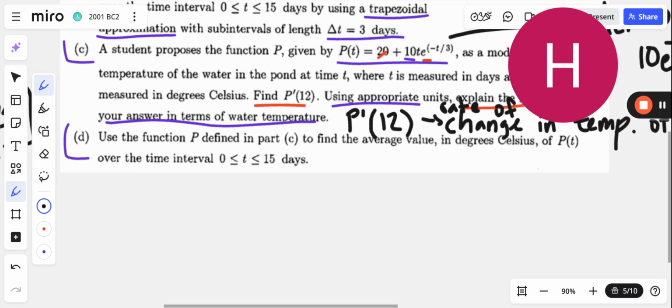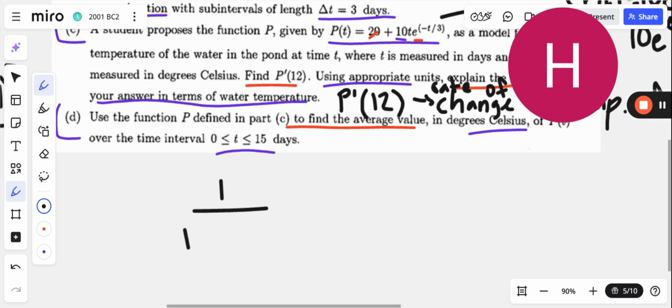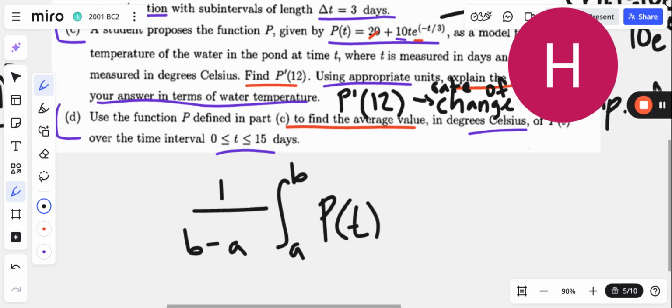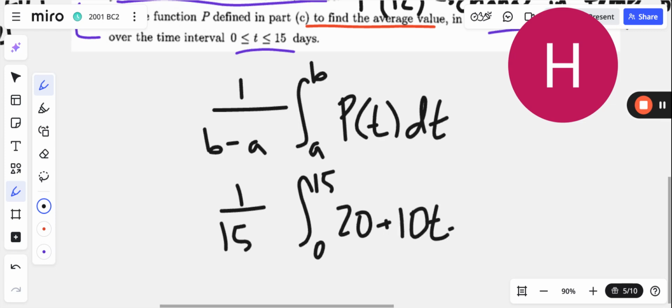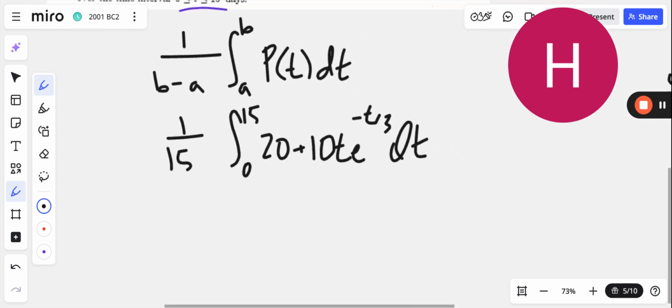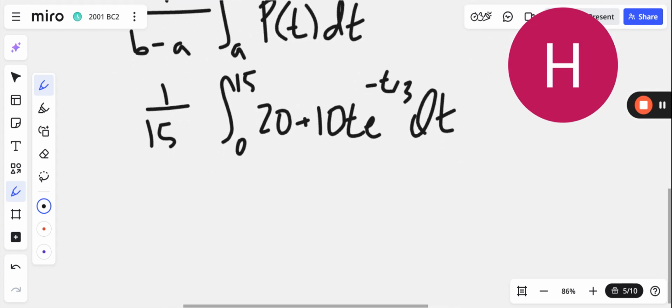Use the function P defined to find the average value in degrees Celsius over the time interval. Okay, so now they again want us to use this average value formula, but they want us to integrate a function, and it's going to be P of t now. So this is going to be 1/15 of the integral from 0 to 15 of 20 plus 10t e to the negative t over 3 dt. You can plug this into a calculator, but this is an integration by parts problem.